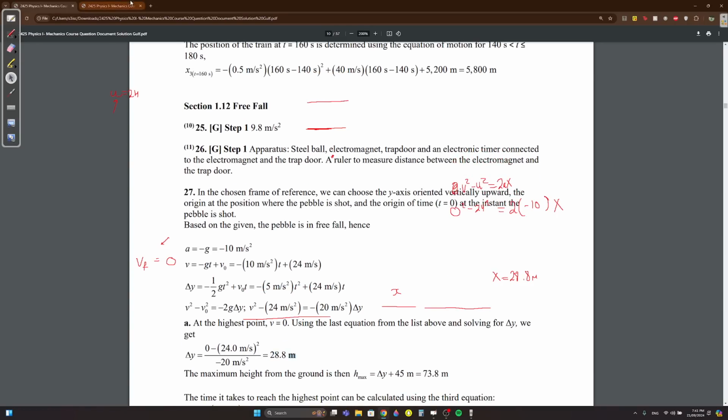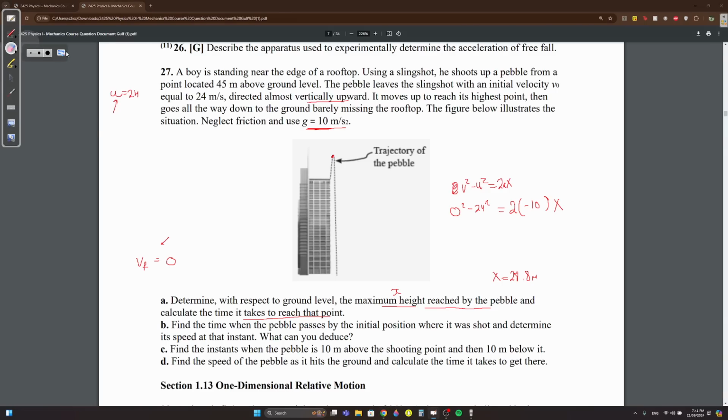Let's see, 28.8. Okay, find the time. I won't erase. When the pebble passes by the initial position where it was shot, determine its speed at that instant. What can you deduce? They want to find the time it took to return back to this initial position. I like this question a lot. This is very nice.